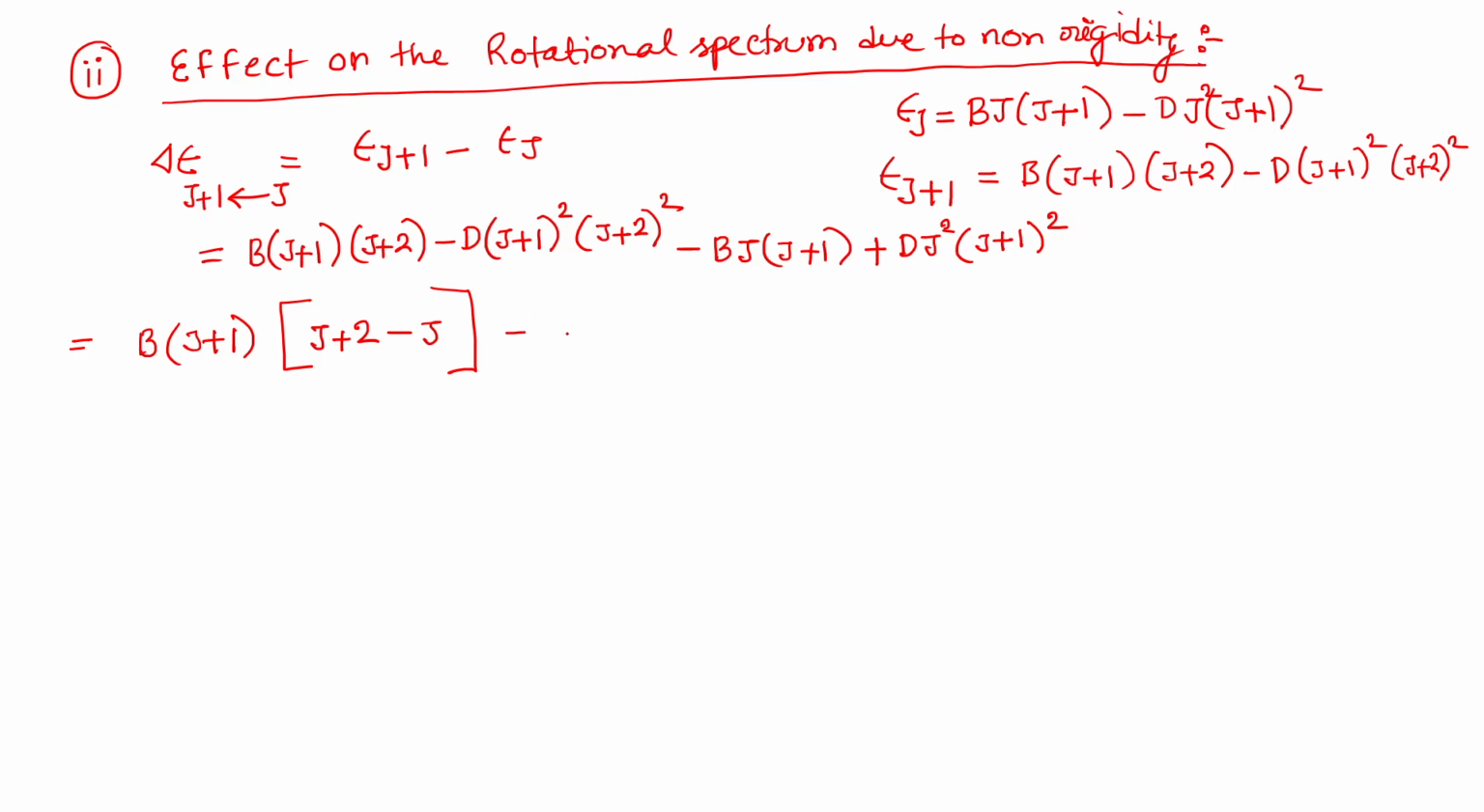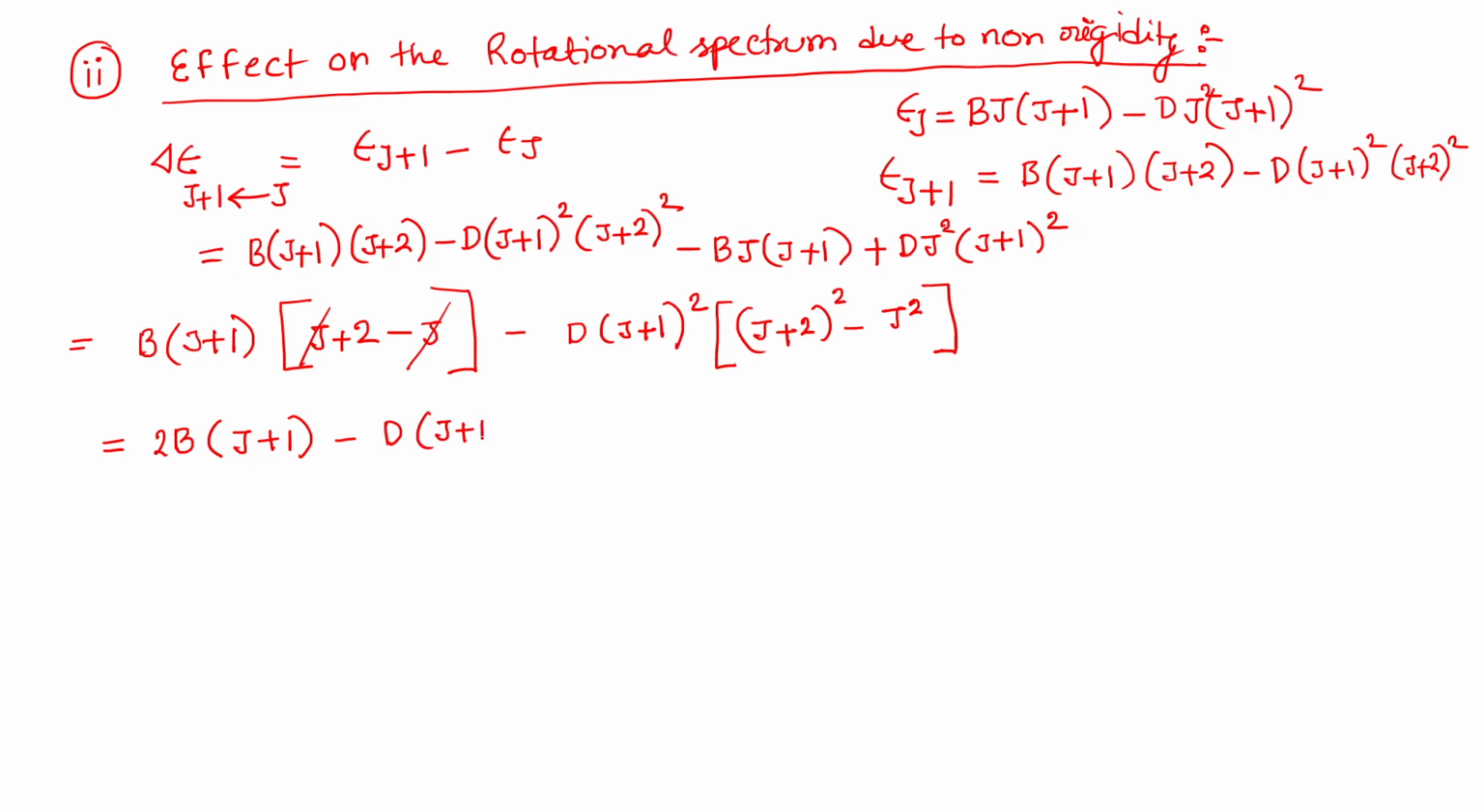And this term is, I am going to take common D into J plus 1 square, so I am going to get J plus 2 square minus J square, which is going to give me 2B J plus 1, from here J this part constant, and from here D into J plus 1 square, and from here J square plus 4J plus 4 minus J square, which eventually will give me 2B J plus 1 minus 4D J plus 1 cube.